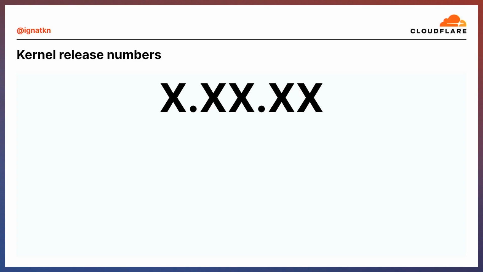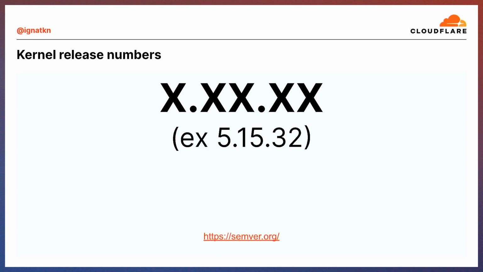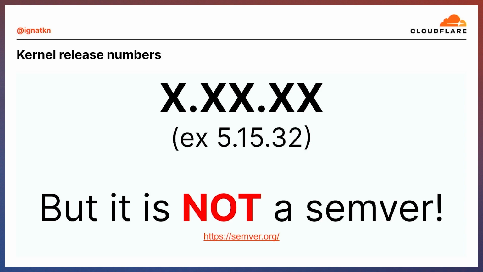So kernel versioning looks something like this: a number, a dot, a number, a dot, and another number. For example, 5.15.32, which kind of looks like a semver, right? But this is where everyone makes this mistake. This is not semantic versioning. It looks like semantic versioning, but it's not.